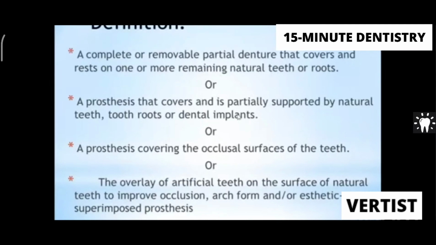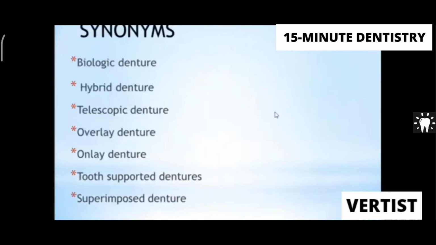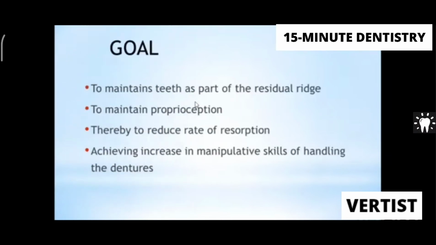So there are a few definitions of the overdenture. Usually what we call overdenture is a prosthesis that covers and is partially supported by natural teeth, tooth roots or dental implants. Right? Or you can say the complete or removable partial denture that covers and rests on one or more remaining natural teeth. So these are a few definitions. You can write any of these. These are the different synonyms for the overdenture. Usually, I think in your exams the commonly asked terminology is overdenture only, but still you should know all the synonyms.